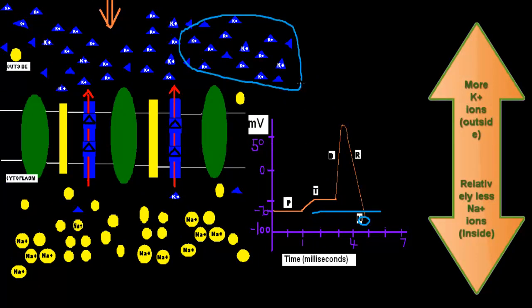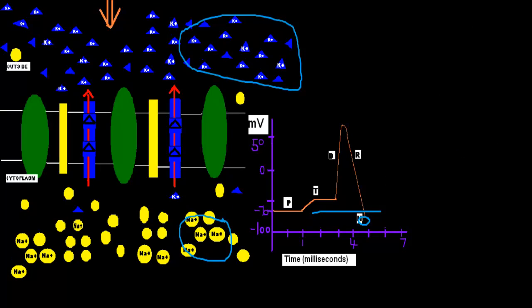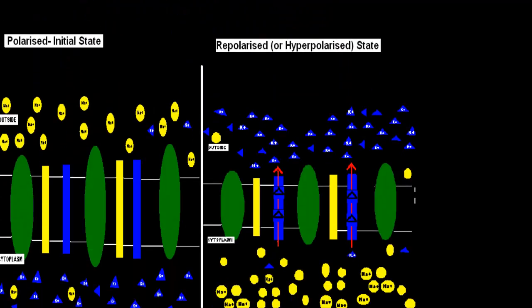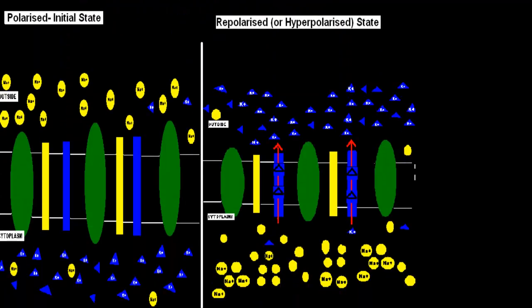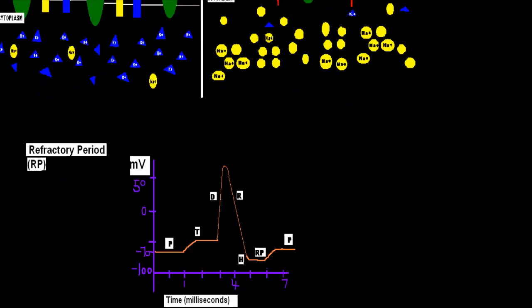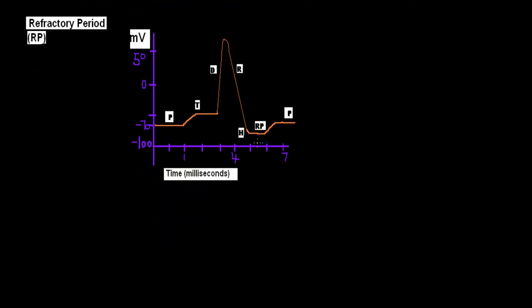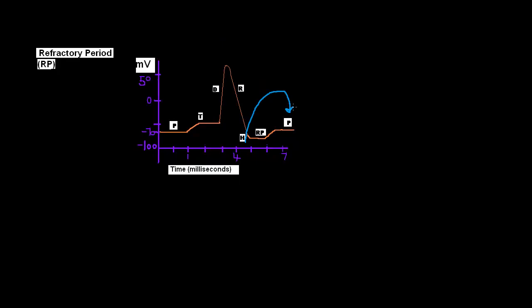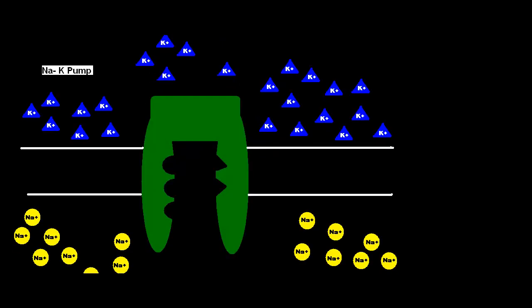This is because the potassium ion concentration on the outside is actually slightly more than that of sodium ion concentration in the cytoplasm, a state called the hyperpolarized state. Here is a comparison between the initial polarized and the present repolarized state. To convert it from this state to this state, during the refractory period, the sodium-potassium pumps work rigorously. Once the impulse has traveled through the neuron, the membrane returns to resting potential, minus 70 millivolts.